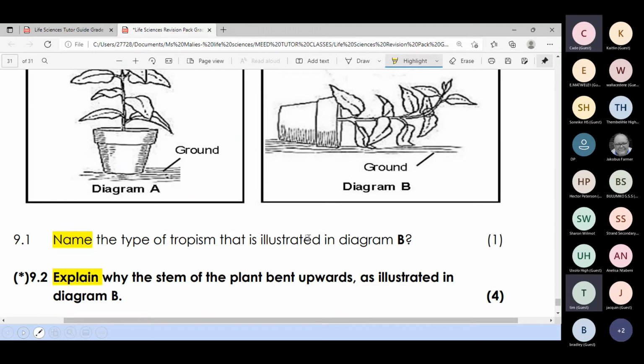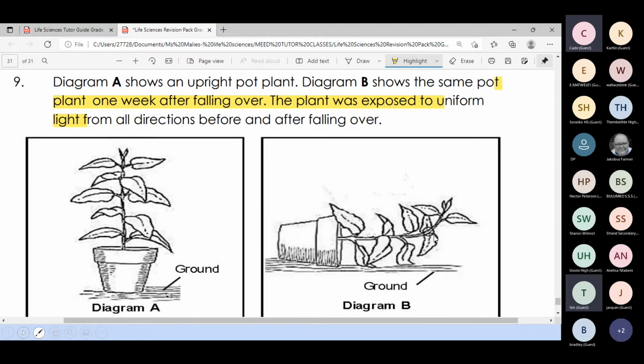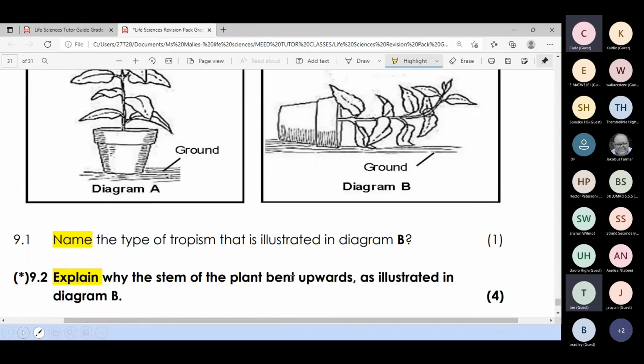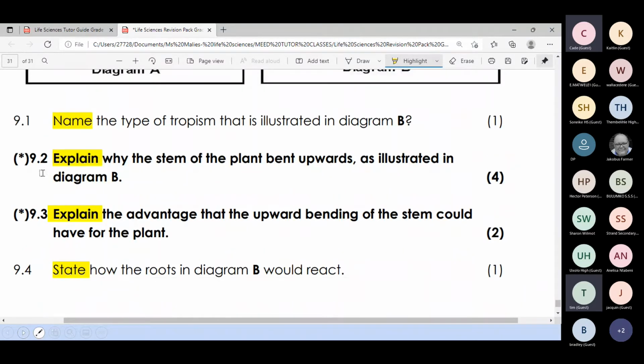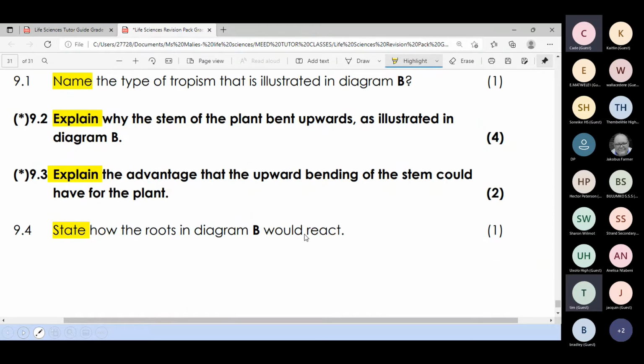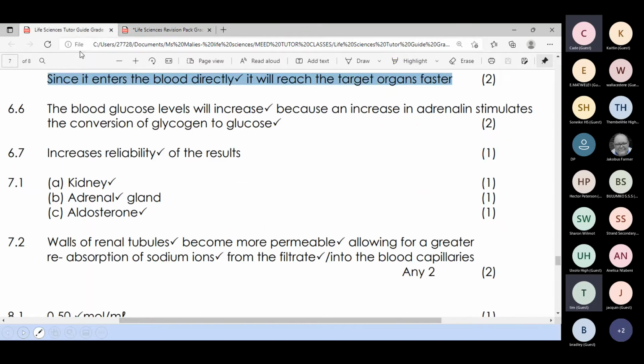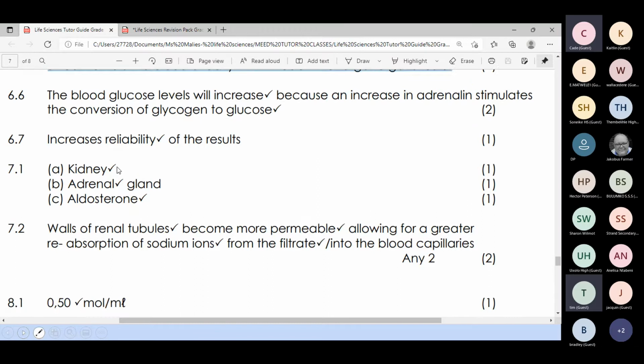What kind of tropism is this? If you look at this plant, it's upright, there is light from everywhere, and when it's fallen over, the stem goes up and something will probably happen to the roots. In 9.2, explain why the stem will bend upwards. 9.3, the advantage of it bending up. 9.4, state how the roots will react. Okay, let's look at the answers because there's still one more thing I want to do before our session ends.